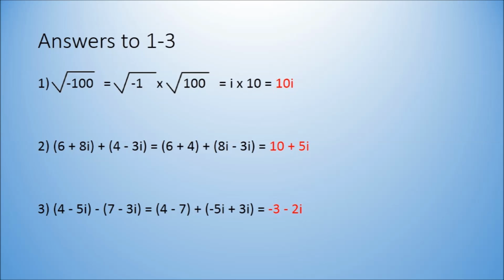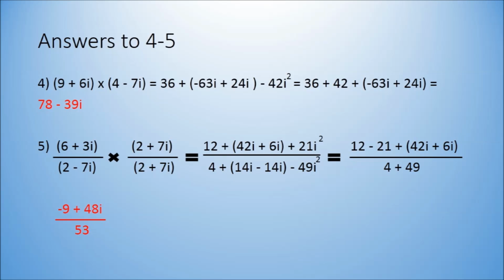Here I'll give you the answers for 1 through 3. They are 10i, 10 plus 5i, and negative 3 minus 2i. And then the answers for 4 and 5. For 4, it is 78 minus 39i, and 5 is negative 9 plus 48i all over 53.